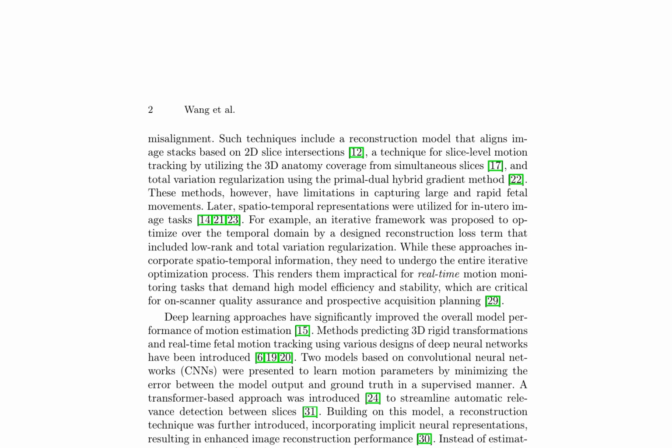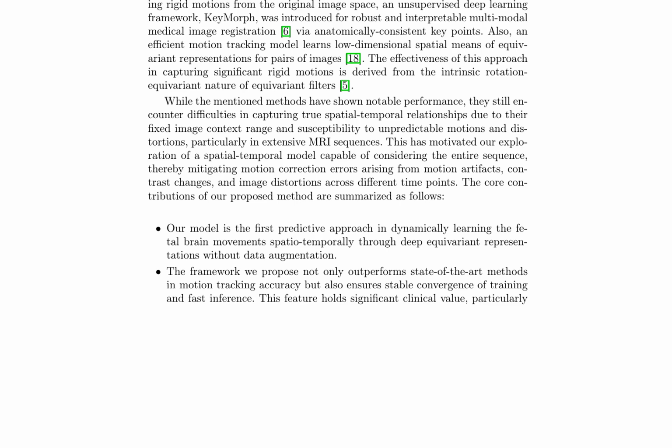Methods predicting 3D rigid transformations and real-time fetal motion tracking using various designs of deep neural networks have been introduced. However, these methods still encounter difficulties in capturing true spatial-temporal relationships due to their fixed image context range and susceptibility to unpredictable motions and distortions.